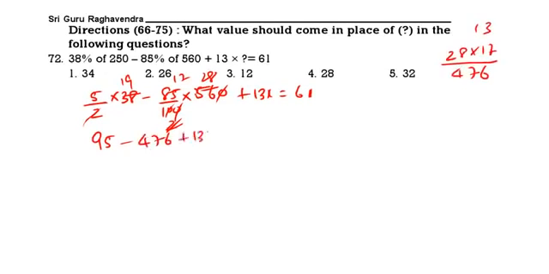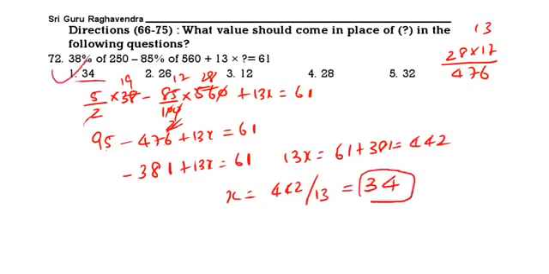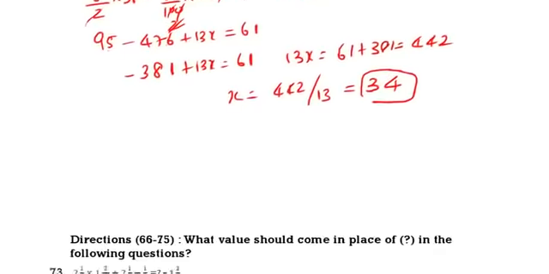Plus 13x is equal to 61. So 95 minus 476, that is minus 381. Minus 381 plus 13x is equal to 61. 13x is equal to 61 plus 381, that is 442. X value is 442 by 13. 13 3s, 13 4s. Answer is 34. Option 1. Next question.